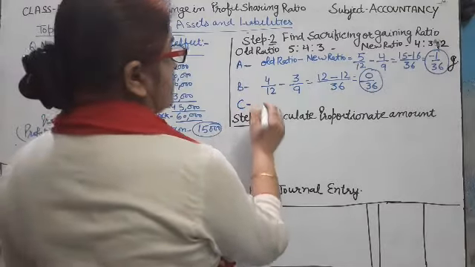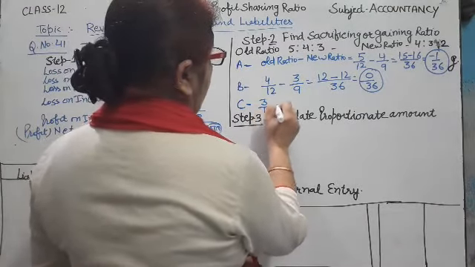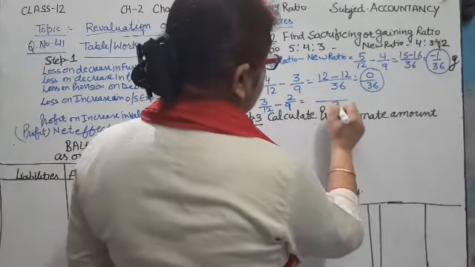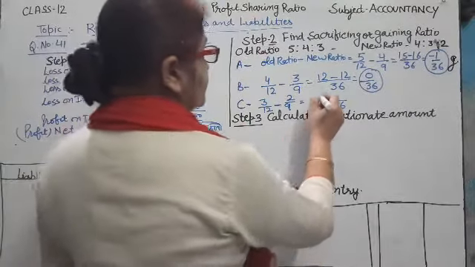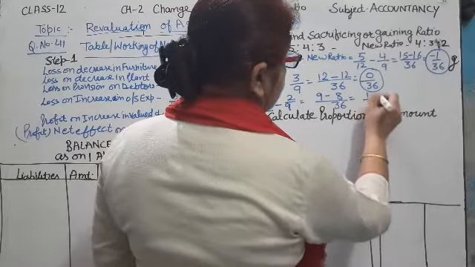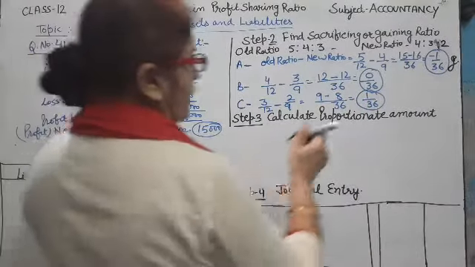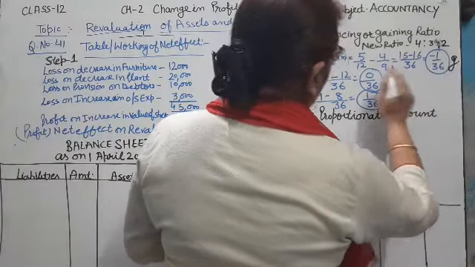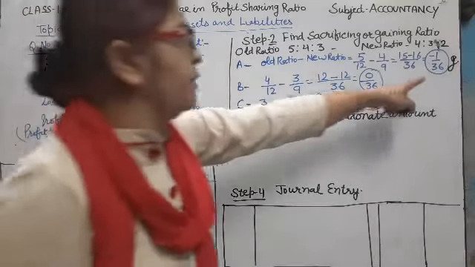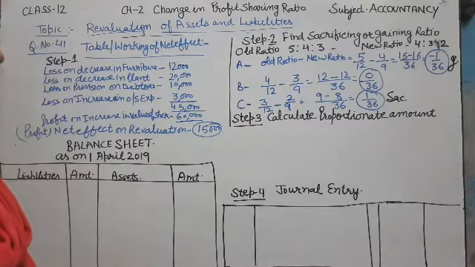Now turn is C. Old ratio is 3/12 minus new ratio is 2/9. LCM is 36. And its answer is positive. That means C partner sacrifice. In this transaction, change in profit sharing ratio, A is gain by 1/36 and C is sacrifice 1/36.